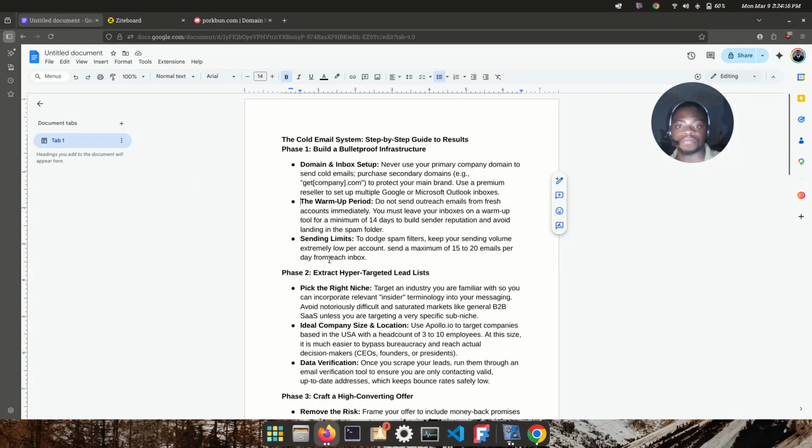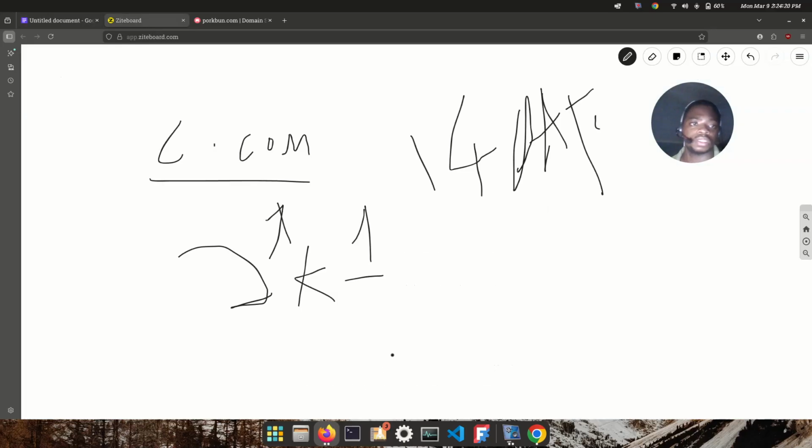And sending limits. I think this is where most people get it wrong. I got it wrong initially here. A very good threshold is about 15 emails per inbox. You never want to go above 15 emails per inbox. There was a time where I was doing 75 emails per inbox. I thought I was getting lots of emails in, but it turns out a lot of them were going into spam. I just want to avoid that.